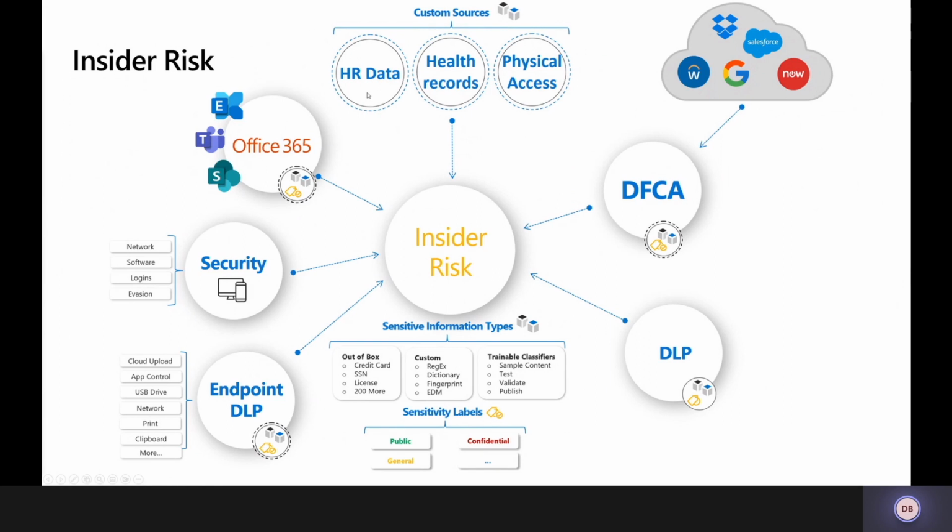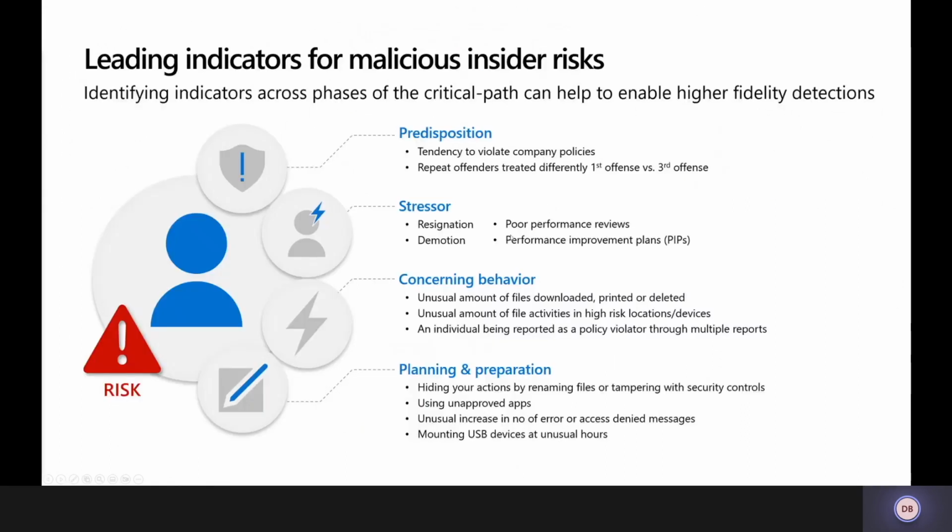Insider Risk has 3 custom sources that you can ingest into your solution. So depending on your needs, they could be one of these 3 sources. The big one that I would really recommend every org look at is HR data, right? Performance improvement plans, terminations, all of that is very important when detecting insider risk, because, as you looked at previously, predispositions or stressors, like if you're on a performance improvement plan, you're definitely going to have some stressors.